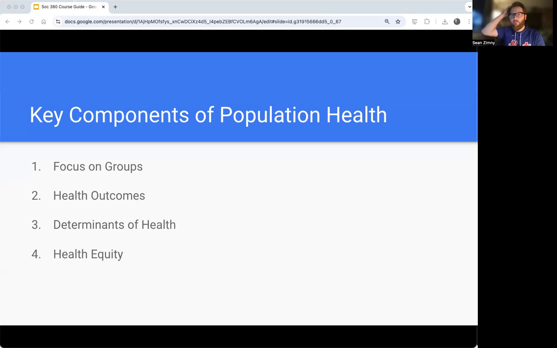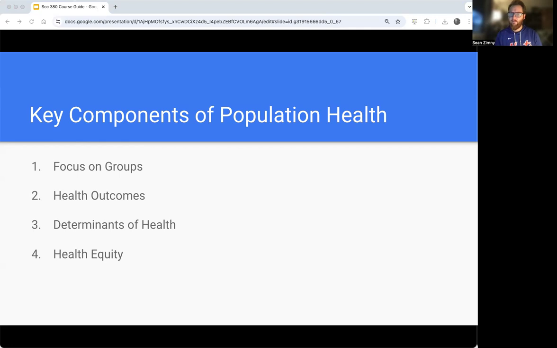How do we reduce those disparities? Couple of key components of population health. Number one, focus on groups. Groups can be defined by geographic regions, socioeconomic status, ethnicity, age, race, gender, or other shared characteristics. For example, employees in a company or patients with a chronic disease are examples of groups. So population health focuses on specific groups of individuals, again thinking about that sociological component. Number two, health outcomes. The main goal is to improve measurable outcomes such as life expectancy, quality of life, rates of chronic diseases, and mortality rates.